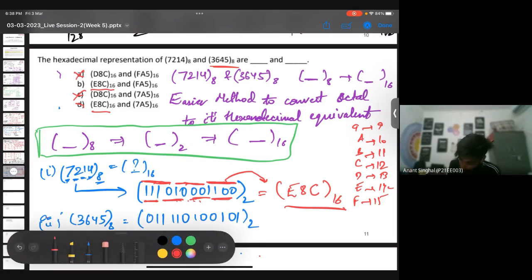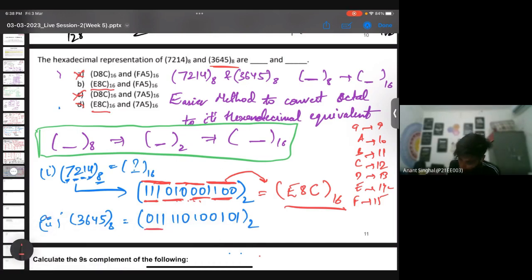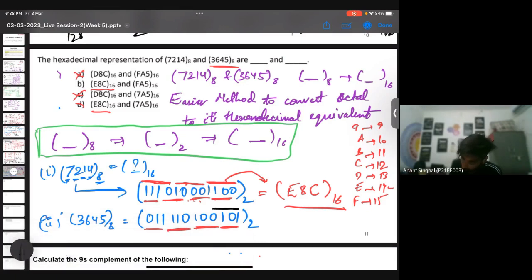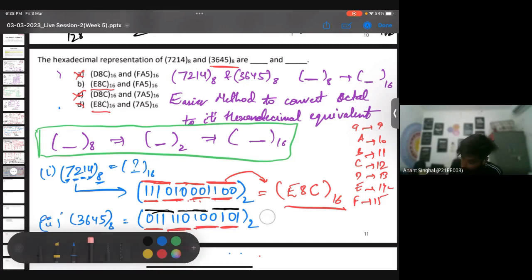So again I'll write this: this is 3, then 6, then 4, then 5, so each is a group of 3. Now I'll make groups of 4 from the MSB only. So this is one group, then this is one group, and the rest is one group. Now I'll try to write the equivalent.